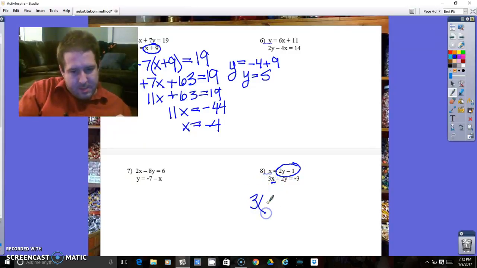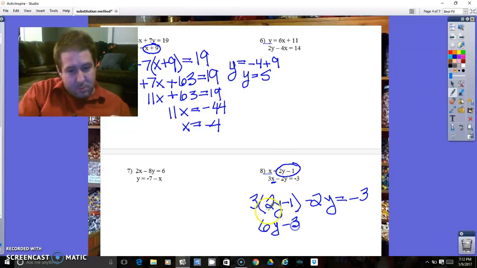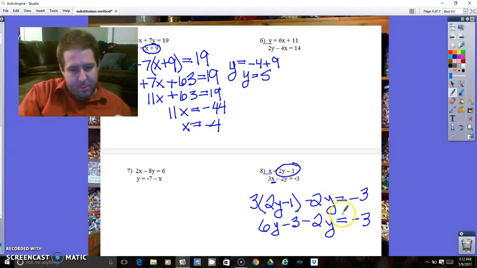So that's 3 times 2y minus 1 minus 2y equals negative 3. So now we distribute. So we've got 6y minus 3. Don't forget about the second one. A lot of people will just put the minus 1 down, but it's 3 times this and 3 times this. Bring down the minus 2y because we didn't do anything with that. It was not in the parentheses. If it was, then you would have had to multiply the 3 by it if it was inside the parentheses.